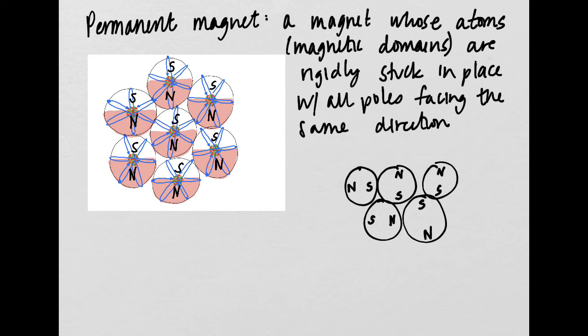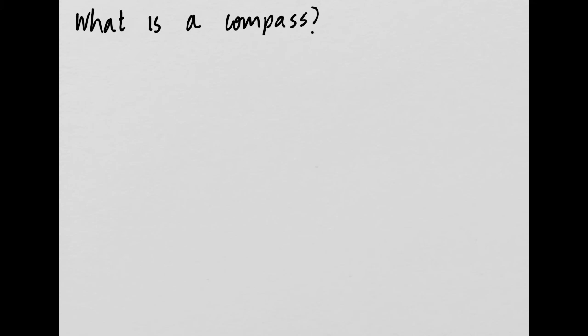But with permanent magnets, they are stuck in the same direction. Okay, so let's now move on to compasses and Earth's magnetic field real quick. First of all, what is a compass? Well, a compass is just a little magnet, right? A compass has a needle in it, and the needle is going to point north.